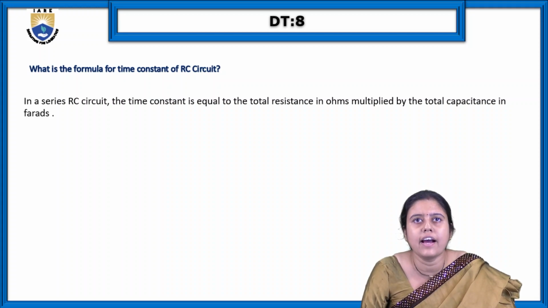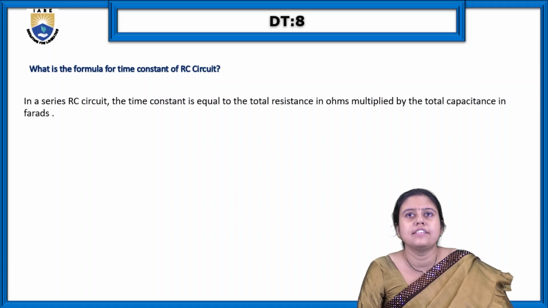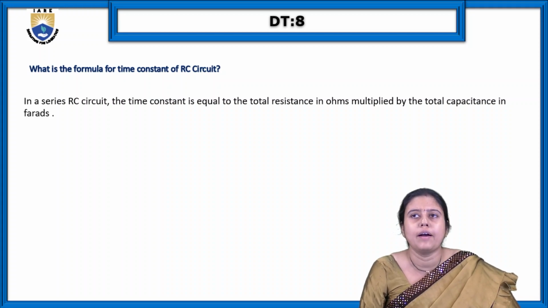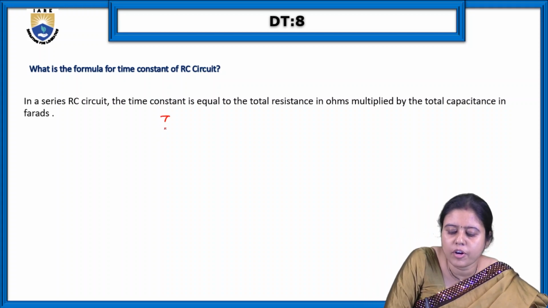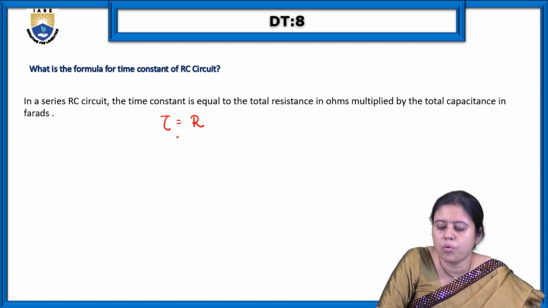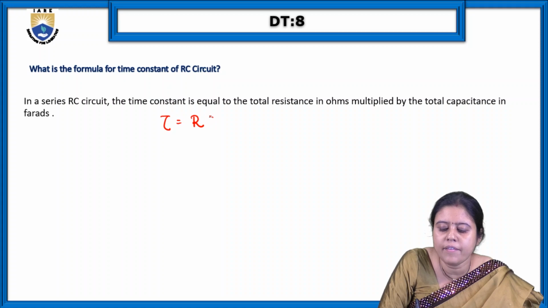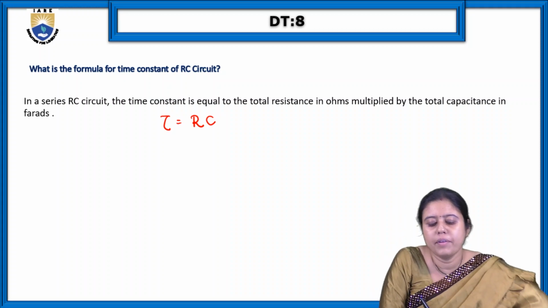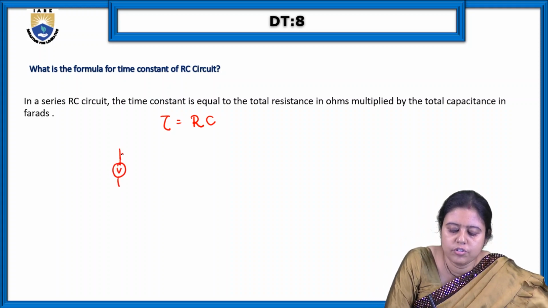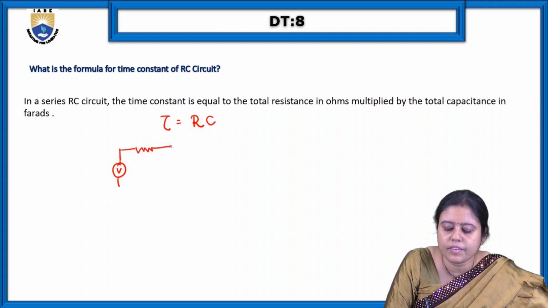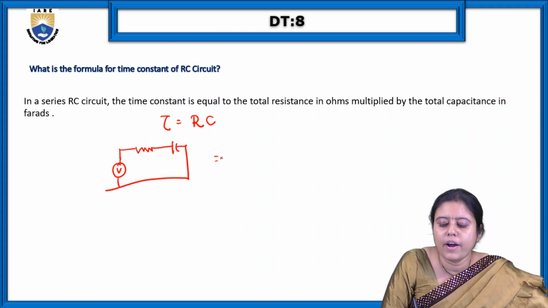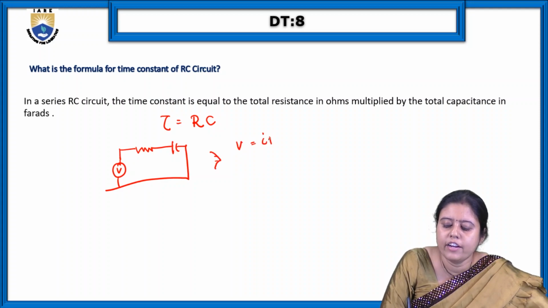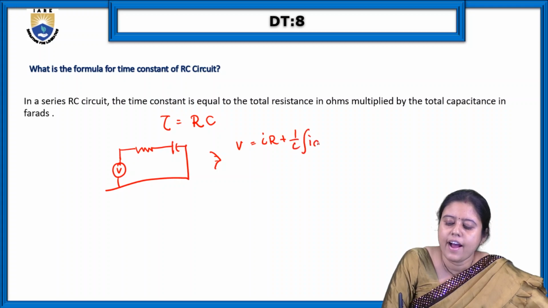What is the formula for the time constant of an RC circuit? In the series RC circuit, the time constant is equal to the total resistance in ohm multiplied by the total capacitance in farad. So tau is equal to RC. Similarly, we can also show this for R and C. What is the equation we got? V is equal to I into R plus 1 by C integral of I dt.